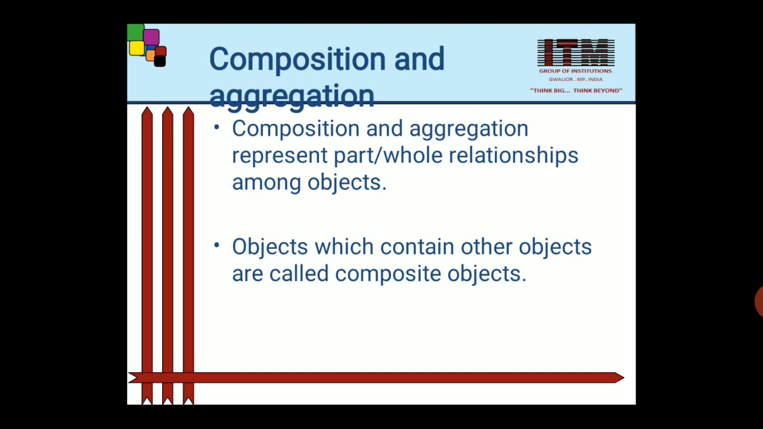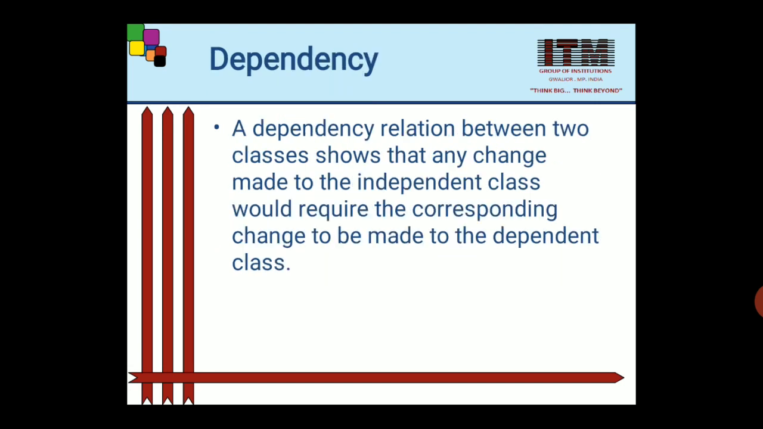And next one is dependencies. A class is said to be dependent on another class if any changes to the latter class necessitate a change to be made to the dependent class. So a dependency relationship between two classes shows that any changes made to the independent class would require a corresponding change to be made to the dependent class.